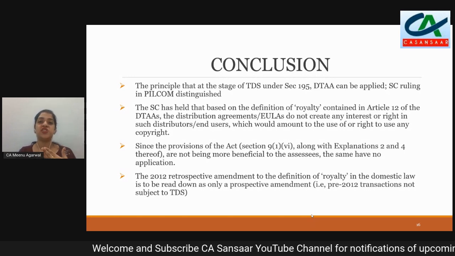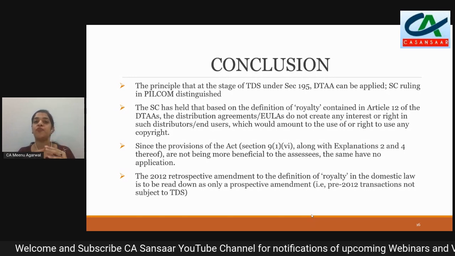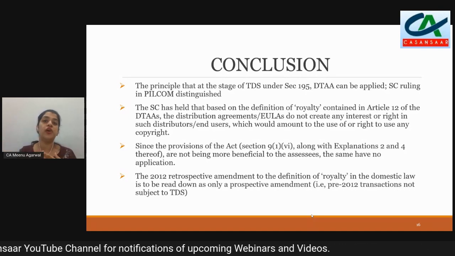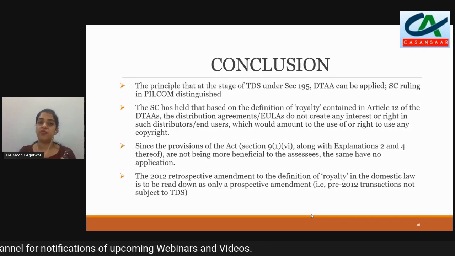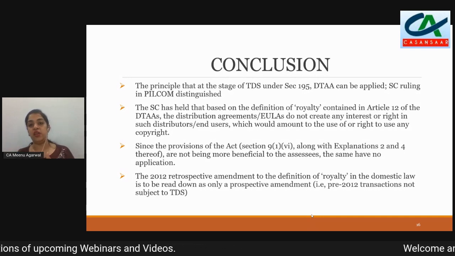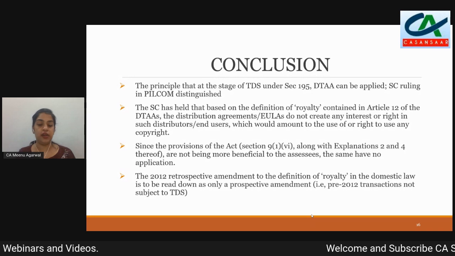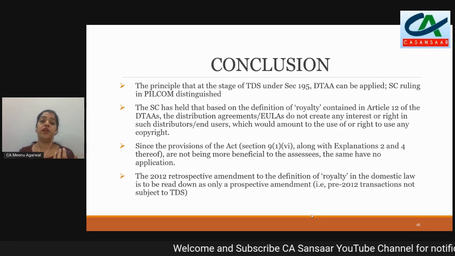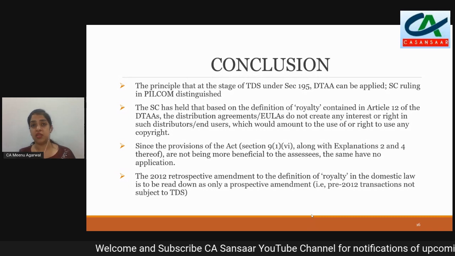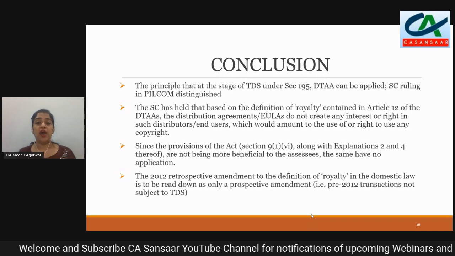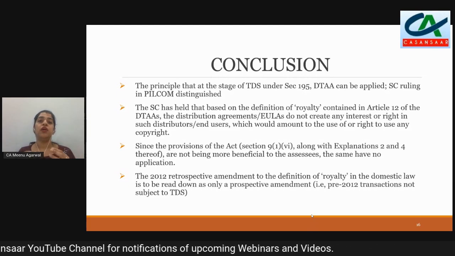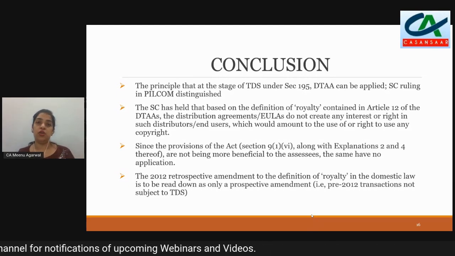Explanation 4 to section 9(1)(vi) is an expansive provision, which means it expands the scope of royalty and it is less beneficial to the assessee when compared to the DTAA, hence should not be considered. Explanation 4, which was introduced in 2012 to section 9(1)(vi), shall not have a retrospective effect but shall have a prospective effect, as we discussed, from 2012.